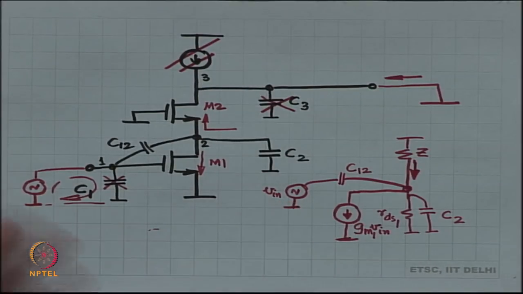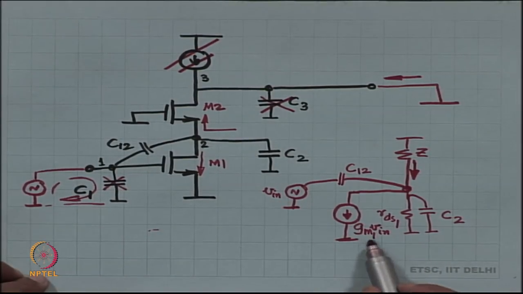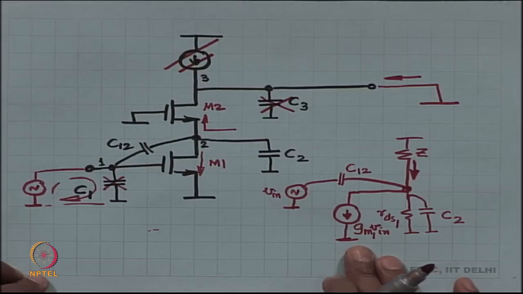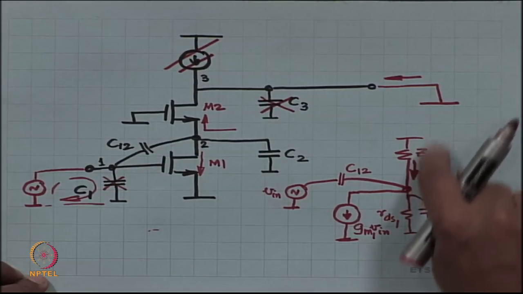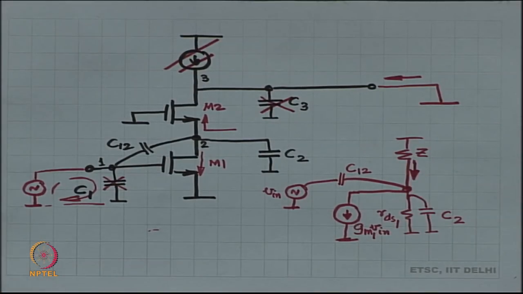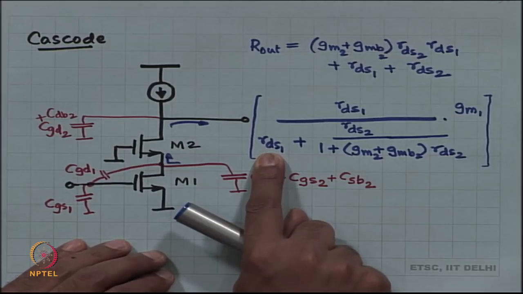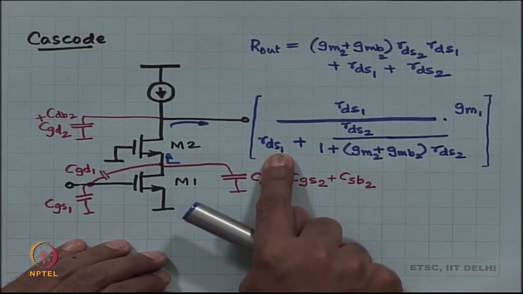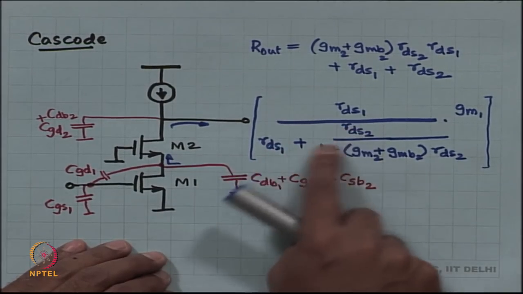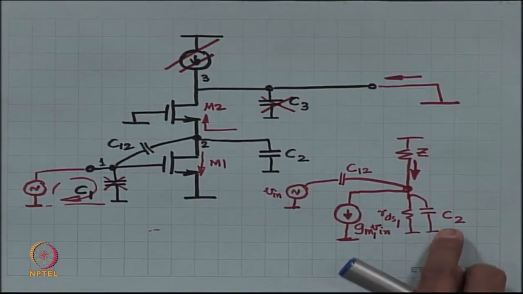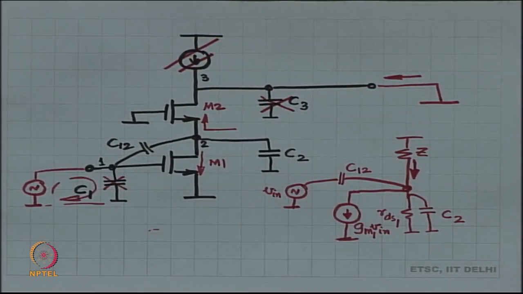Okay. So, you can actually do superposition, in which case what is going to happen? I apply GM1 times V in current over here and then find out what is this current, and that is going to be the same expression, but here instead of RDS1 I will write RDS1 in parallel with 1 by S C2 plus C12.